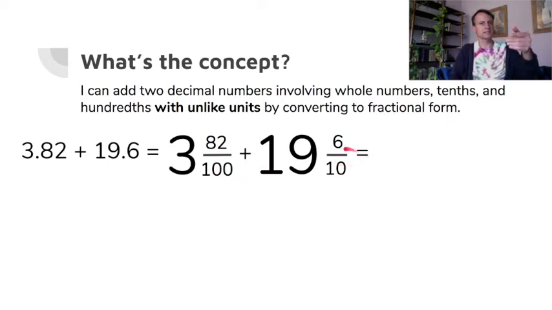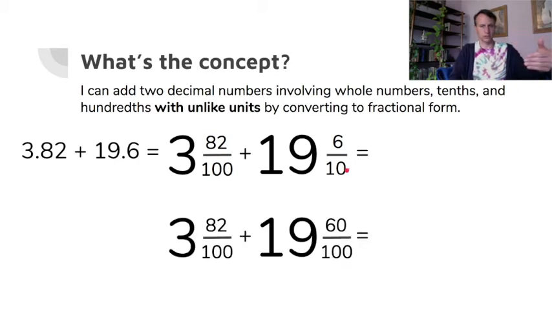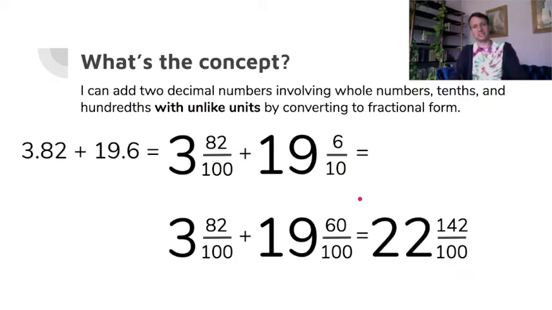Yeah, let's make that 6 tenths into hundredths. How many hundredths? 60 hundredths. Okay, so here it is rewritten with the 60 hundredths. 3 and 19 are 22. 82 and 60. Go ahead, figure it out. All right, ding, time's up. That's right. Okay, so it's going to be 22 and 142 hundredths. That's a mouthful.